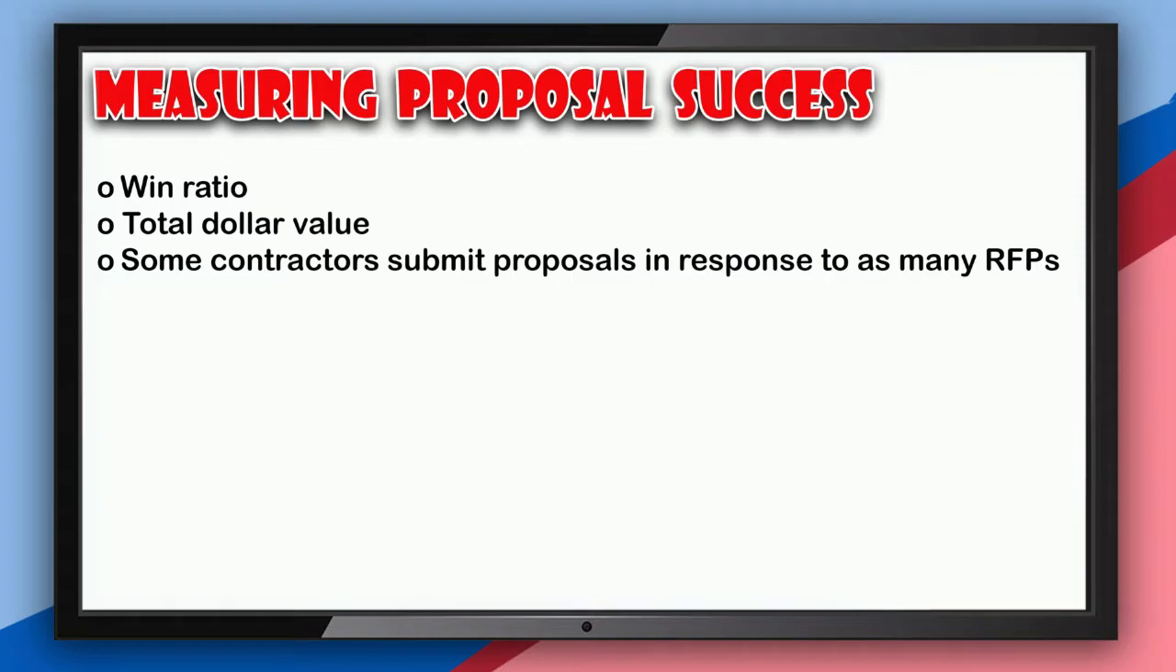How do we measure success of a proposal? You have to consider that contractors measure the success of their proposal efforts by the number of times their proposals are selected by customers, or by the total dollar value of their proposals that are selected. For example, we have to consider the win ratio, the number of proposals a contractor won compared to the number of proposals the contractor submitted to various customers over a particular time period. It gives equal weight to all proposals.